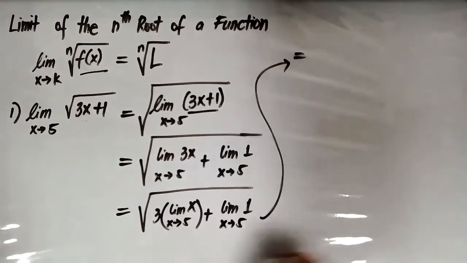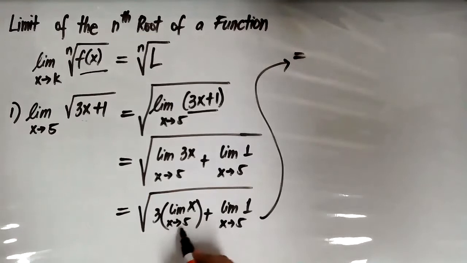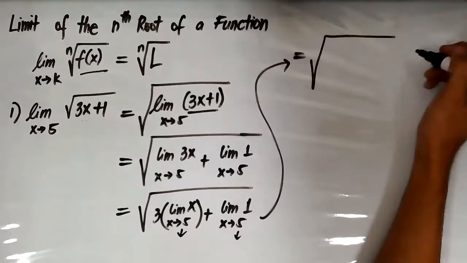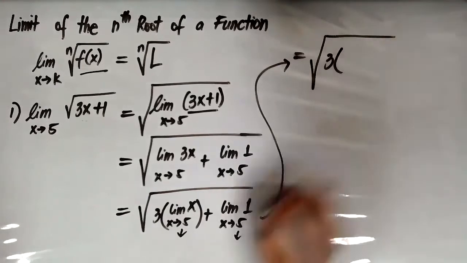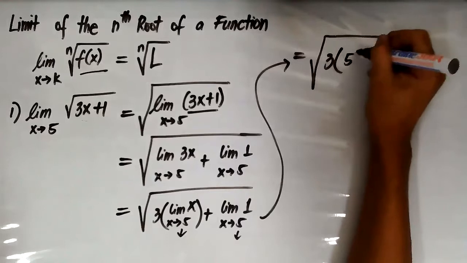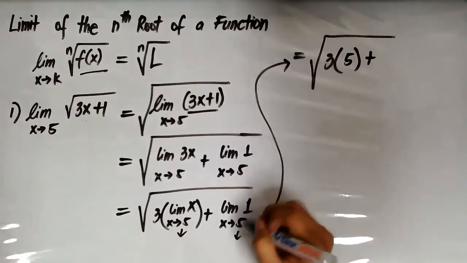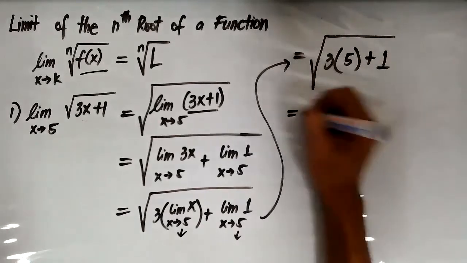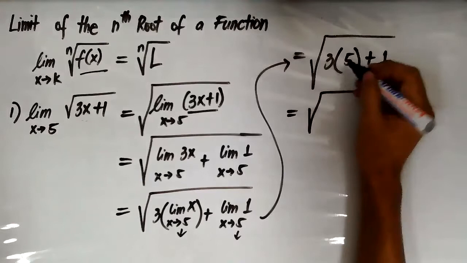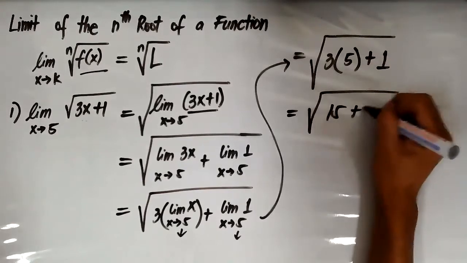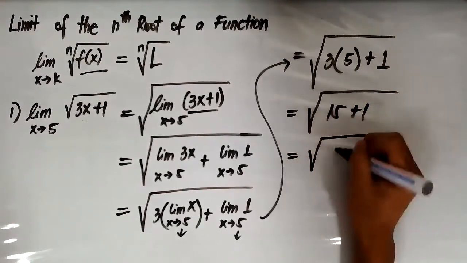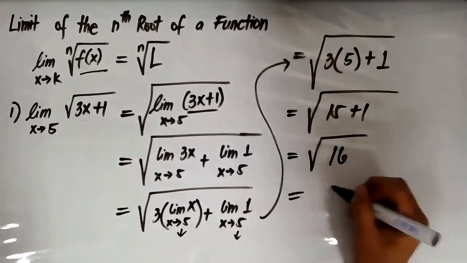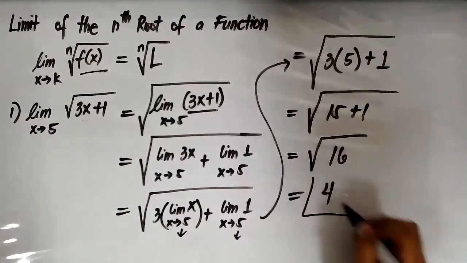So this will be equal to, by applying the basic limit laws, which are the identity function and the constant function, the square root of 3 times the identity function, which is 5, plus the limit of this constant function, which is equal to 1. So we have the square root of, what is 3 times 5? You have 15 plus 1. So you have the sum of 16. And by getting the square root of 16, this will be equal to 4. So your final answer here is 4.